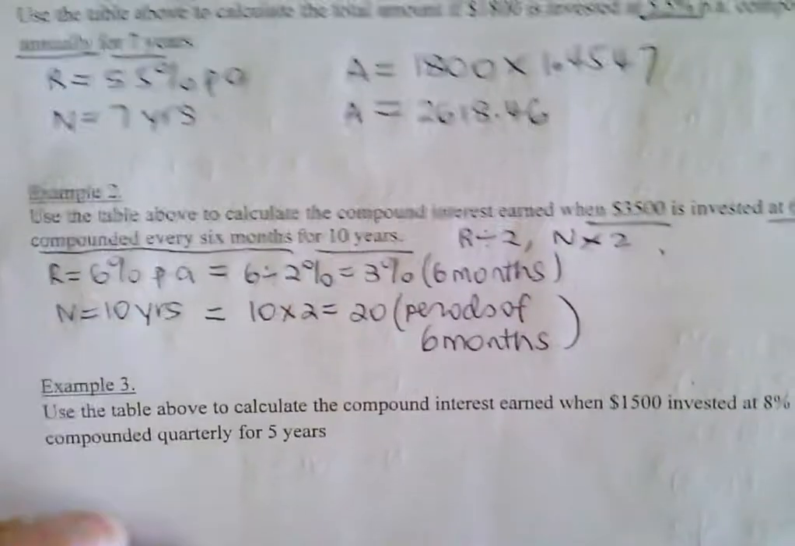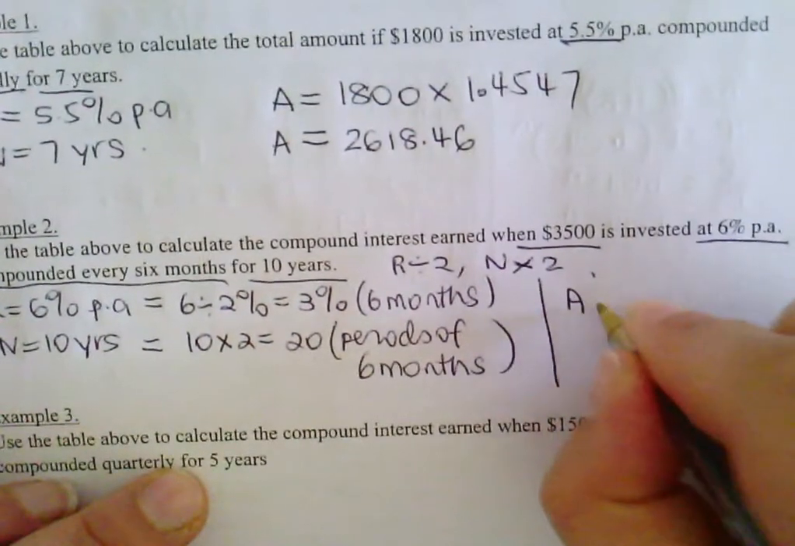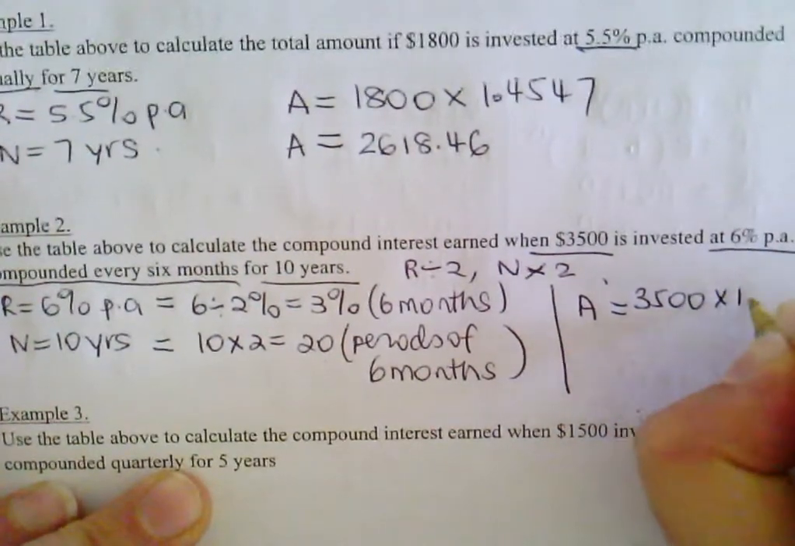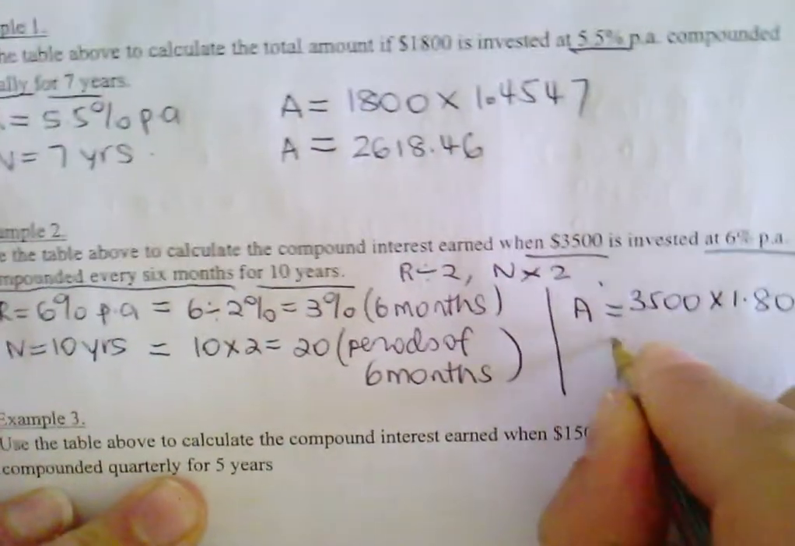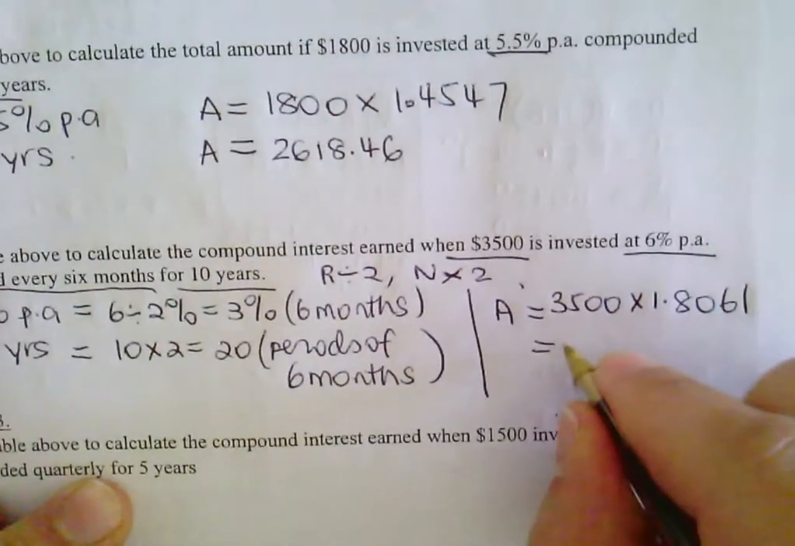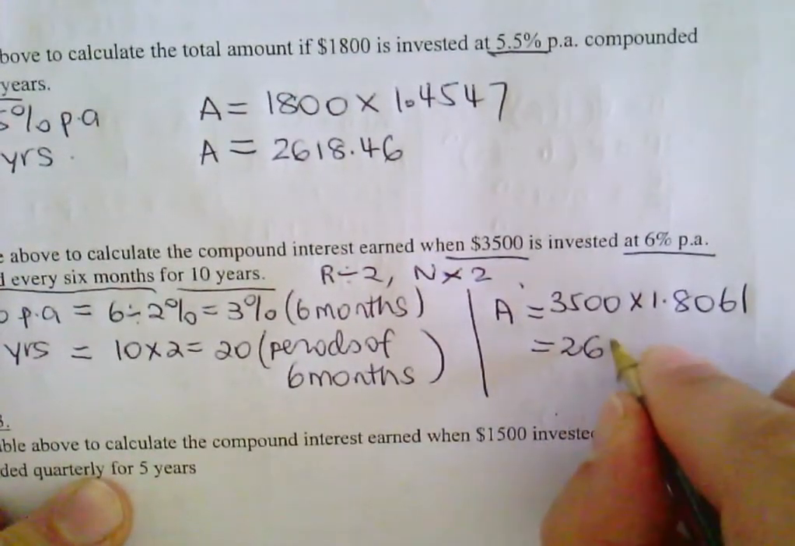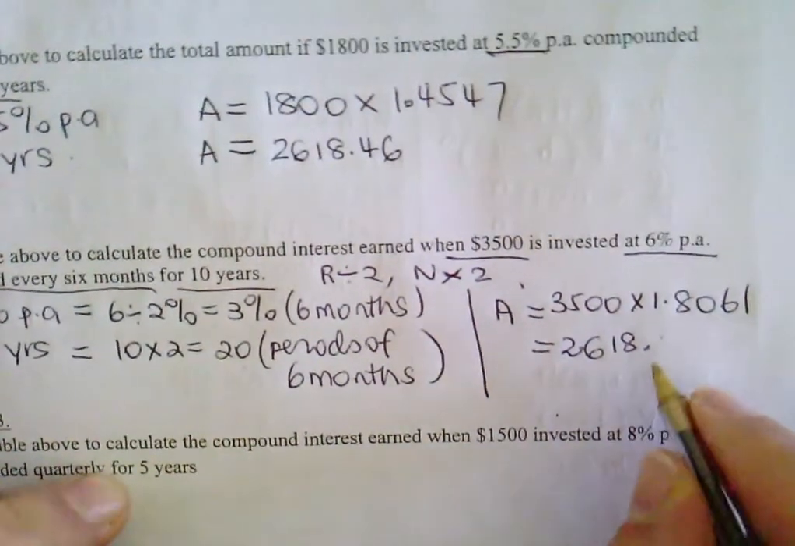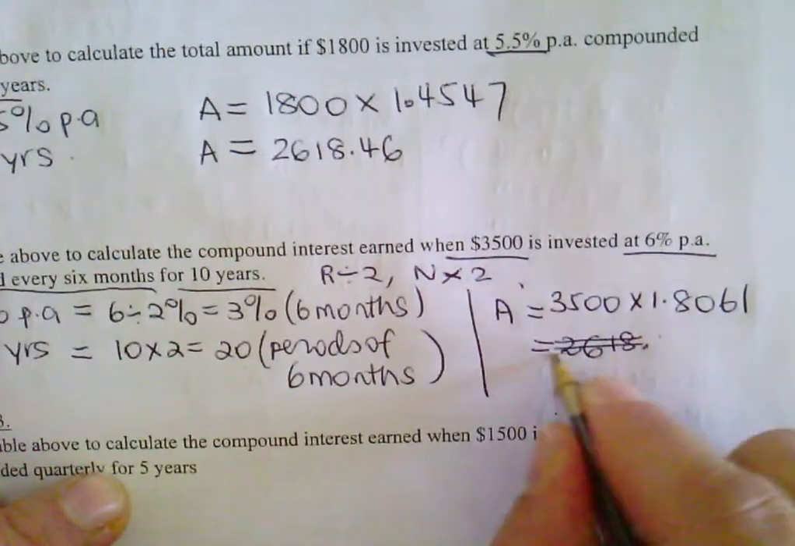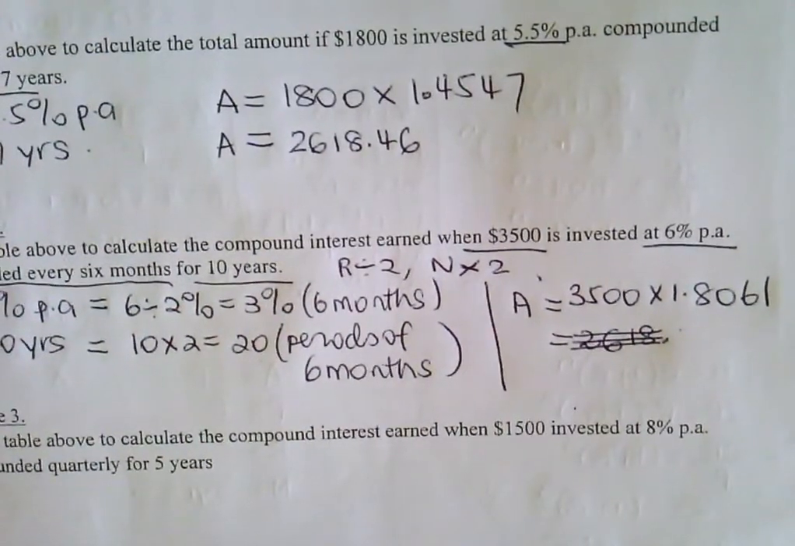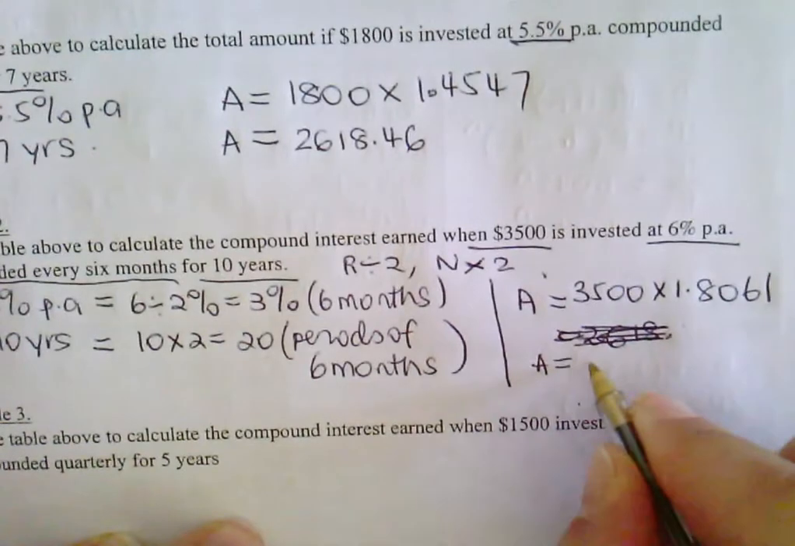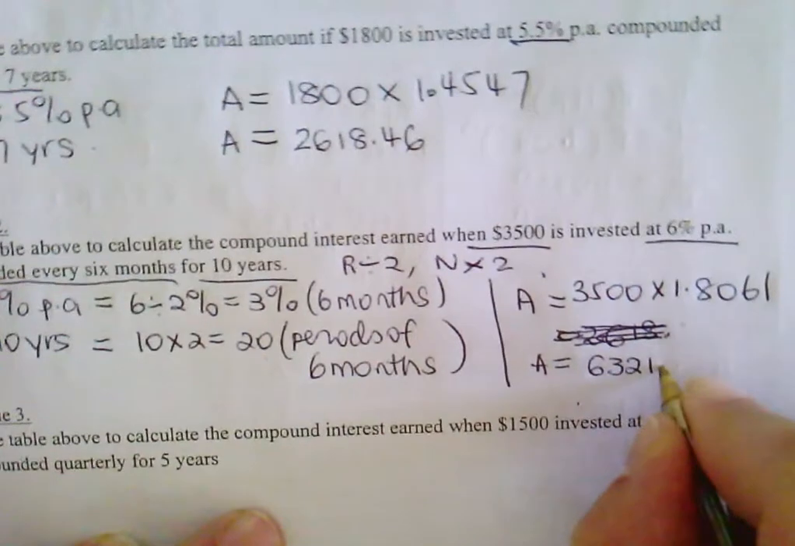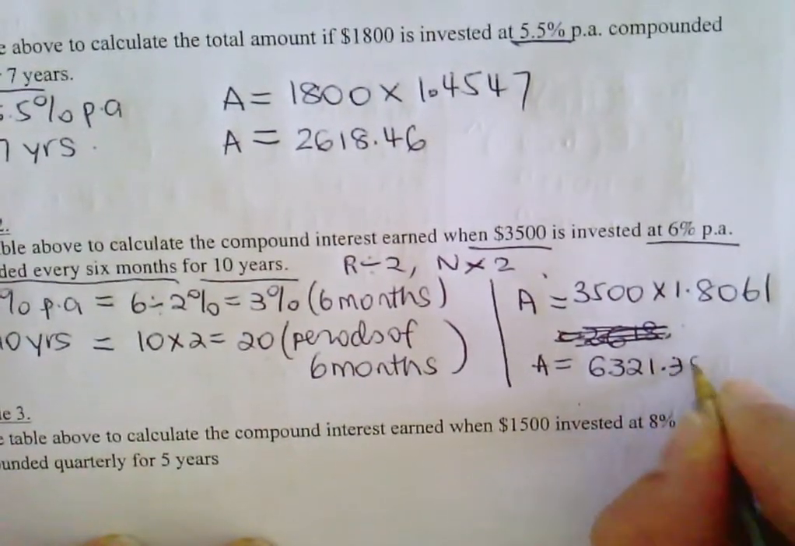So what do I get? Therefore, the amount is 3,500 times 1.8061. What do we get? 26. Guys, that seems a bit low. Yeah, that was the answer for the question before. So it's, what is it, 6,000 and 35?